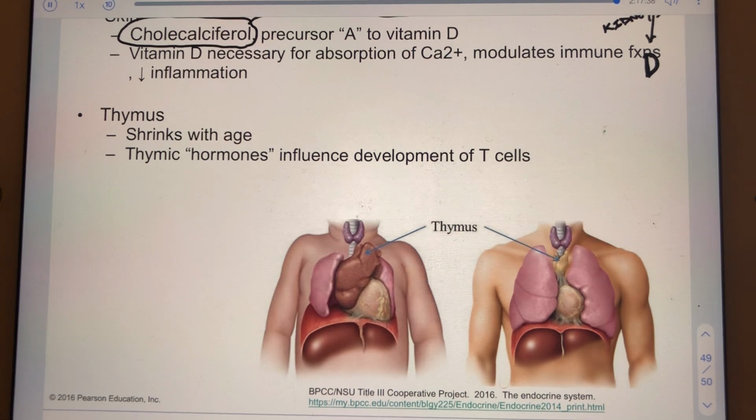Slide 50? I think I was just on 49 and I said 48 accidentally. Slide 50 doesn't exist. It's blank. So nobody cares. Okay, so jazz hands. Woo! We're done with the endocrine system.